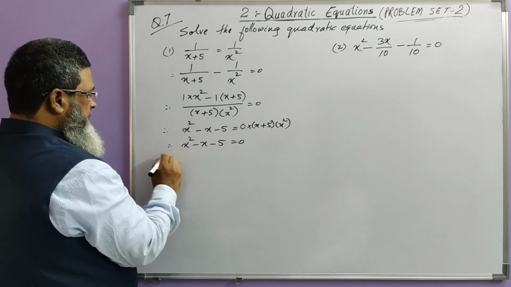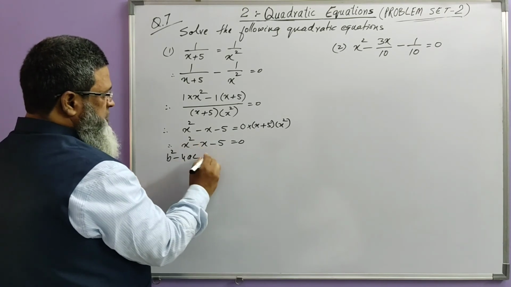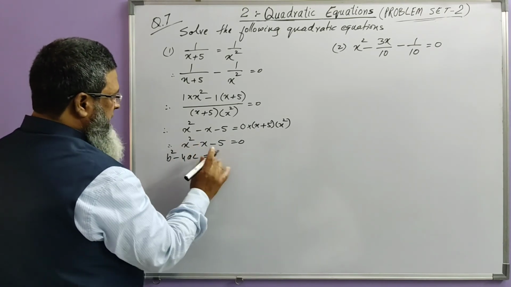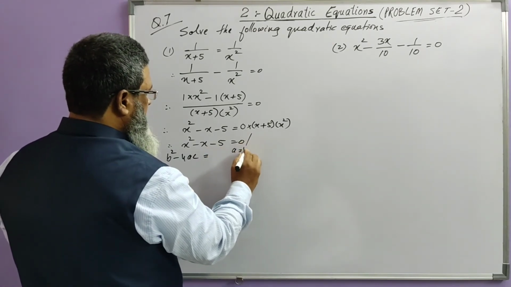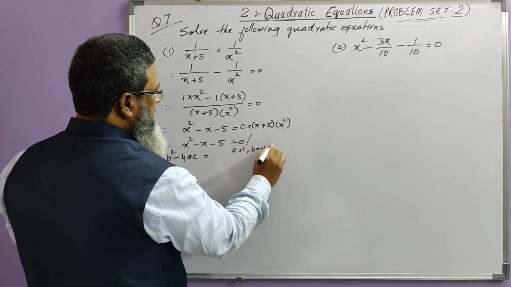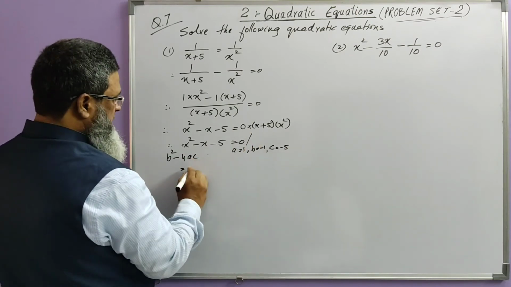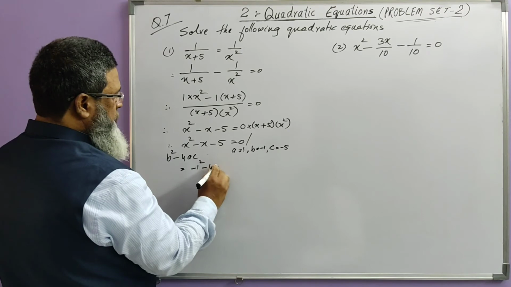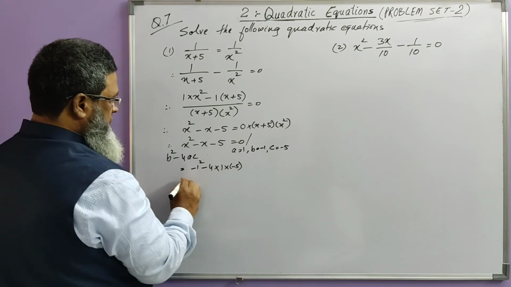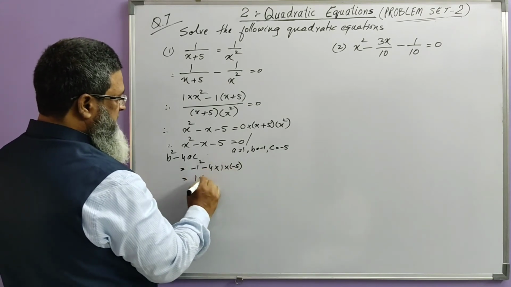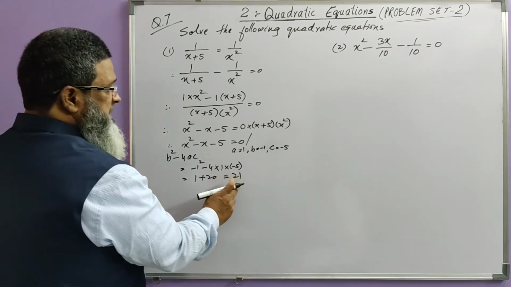What is the formula method? First find b square minus 4ac. So you have to find a is equal to 1, b is equal to minus 1 and c is equal to minus 5. What is b square minus 4ac? B square is minus 1 square, minus 4 into a is 1 into c is minus 5. So you will get 1, minus minus plus 5, 4 5s are 20, is equal to 21. B square minus 4ac is 21.